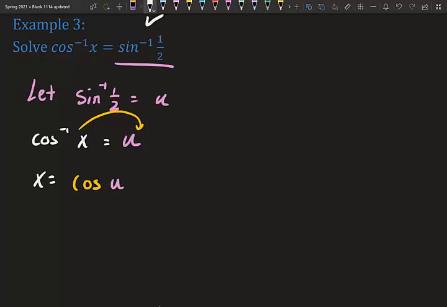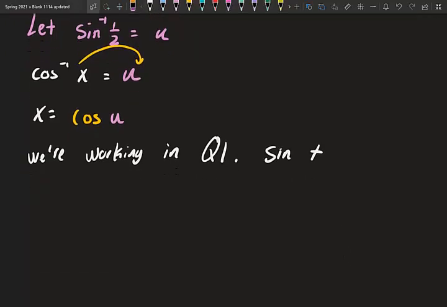So we're working in quadrant 1. How do we know that? Using CAST. We're working in quadrant 1 because sine is positive. It's sine 1/2, so it's positive. So we're working in quadrant 1. So we're going to sketch u in quadrant 1. So we have our quadrant 1.